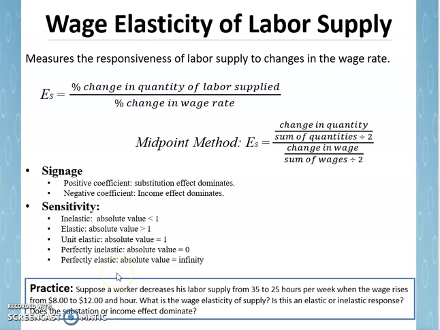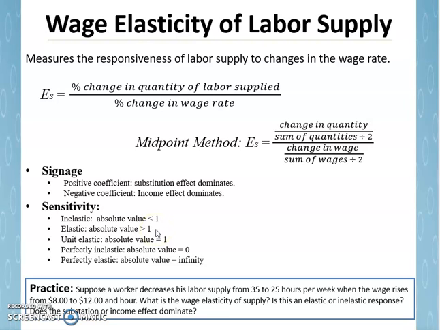And then perfectly elastic would be a case where if the wage were to go down by even a penny, labor supply would drop to 0. And again, that's not likely either. So these may be theoretically plausible, but not something we see that often in the real world. And then this is just one point, so that might occur in transition between inelastic and elastic.